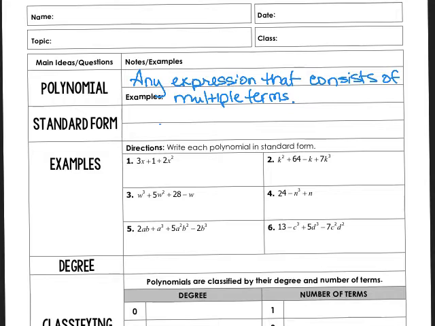Examples would be like negative 6x or 2x squared, or even just 7. These are all multiple terms. When you write something in standard form, it must be written in alphabetical order with the highest exponent first.